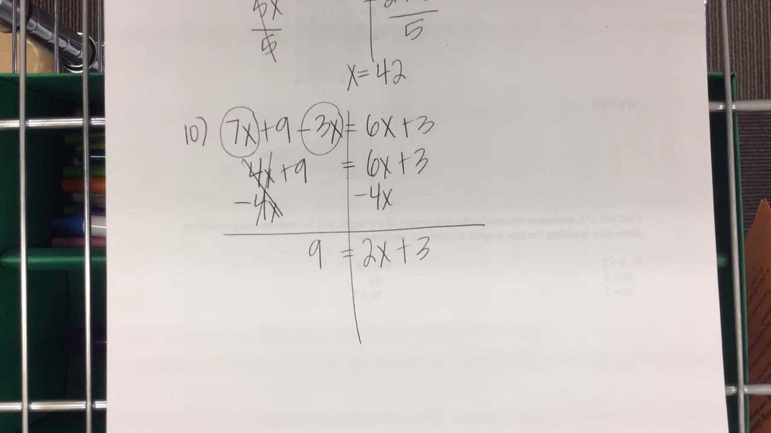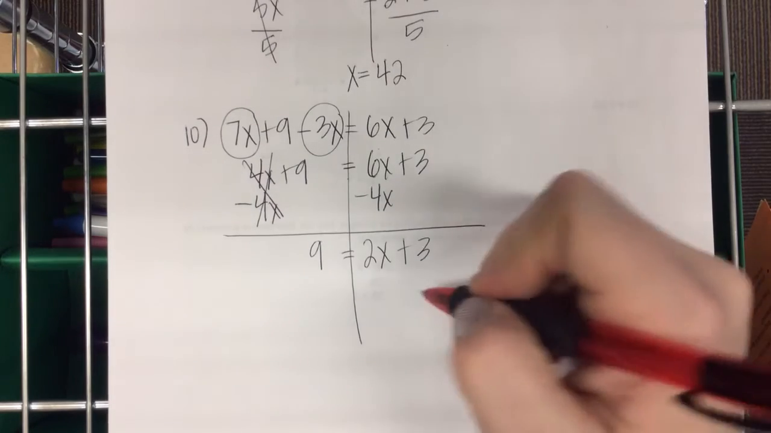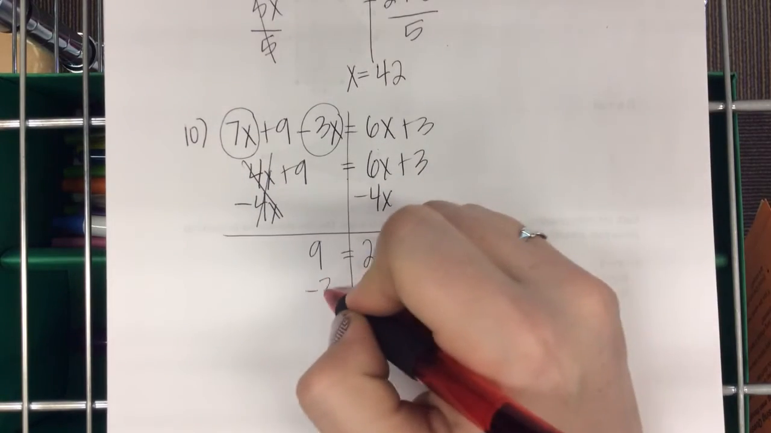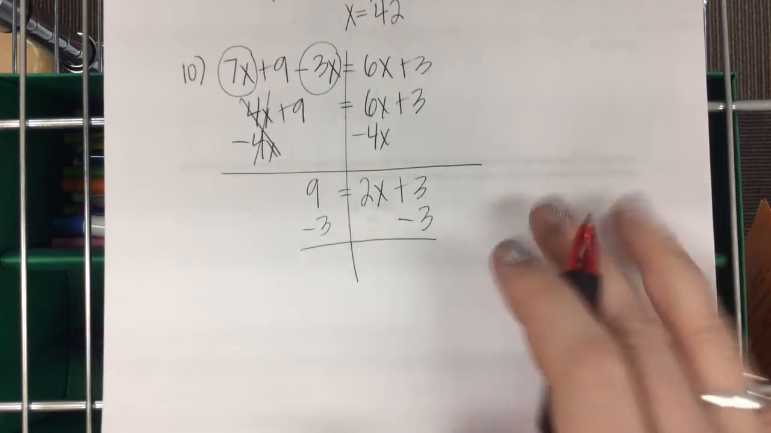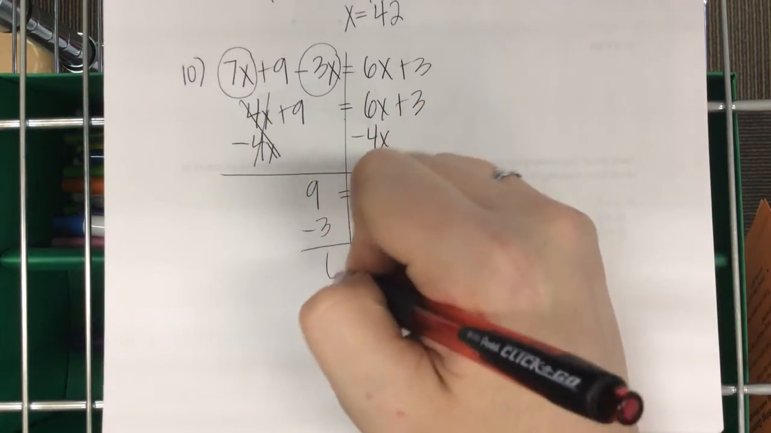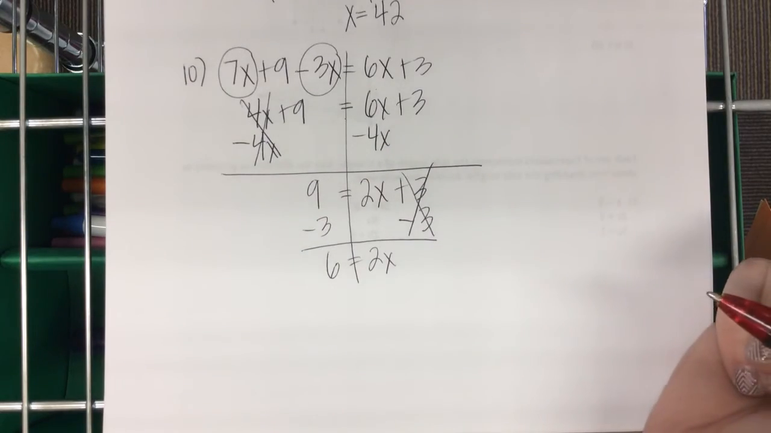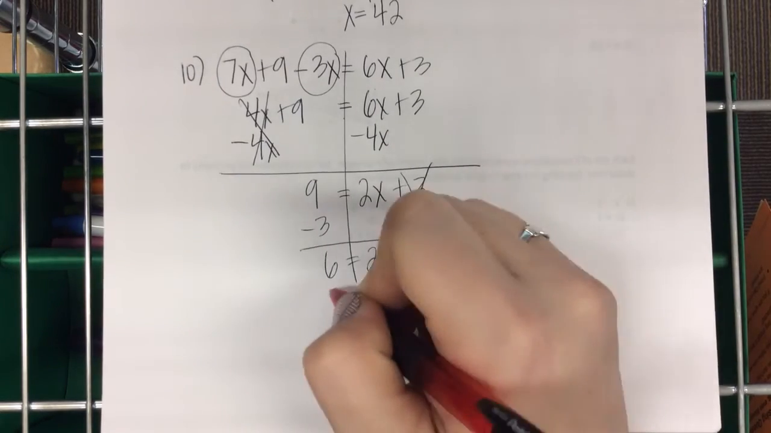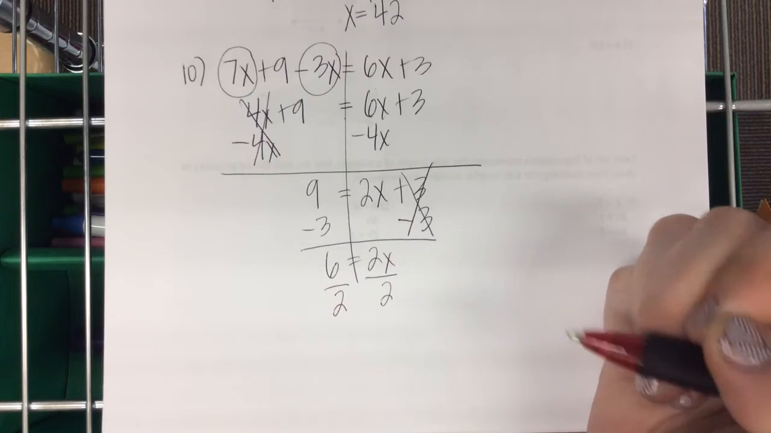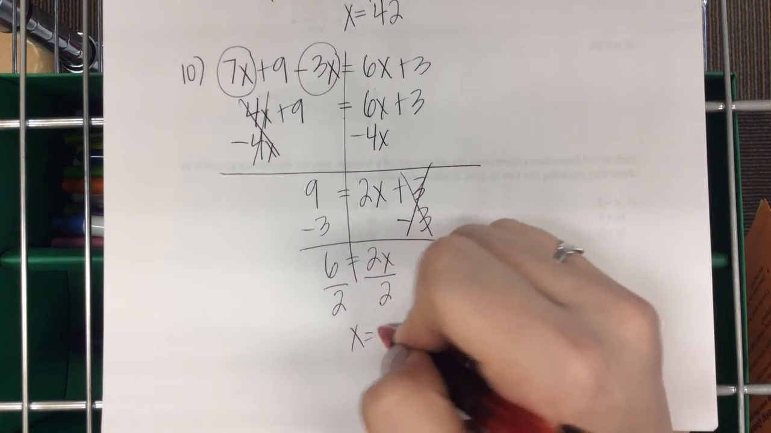Now it's a two-step problem, which are relatively easy. I subtract 3 because that's my constant. 9 minus 3 is 6 equals 2x. Divide by 2. X equals 3.